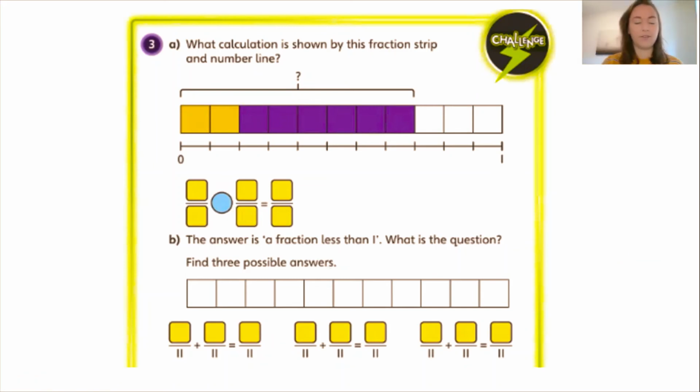So for the first part, question A. As we talked about before, that strip has been chopped up into 11 equal parts. That means we're working with 11ths. So our denominators are going to be 11ths.